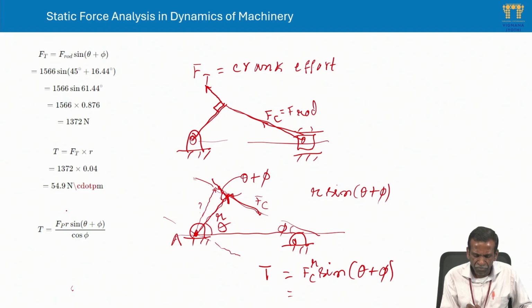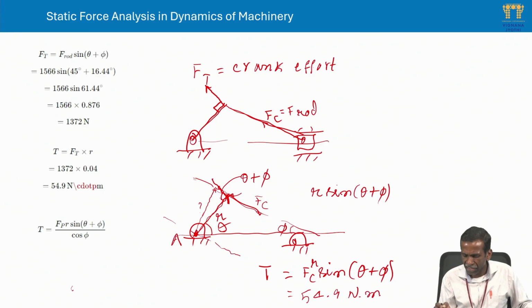So this is 54.9 newton meter actually. This is the torque. If you use r in mm, you can write mm.